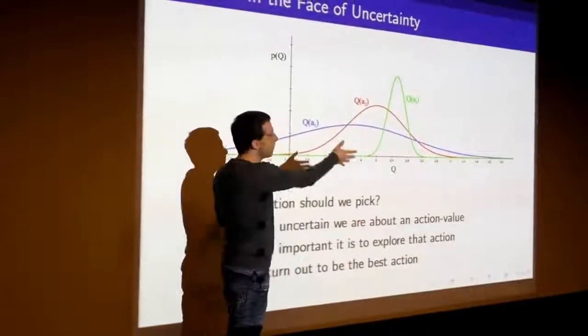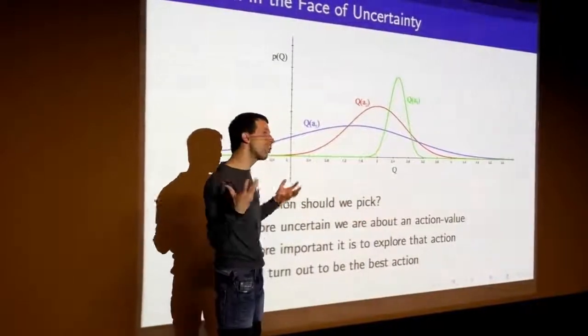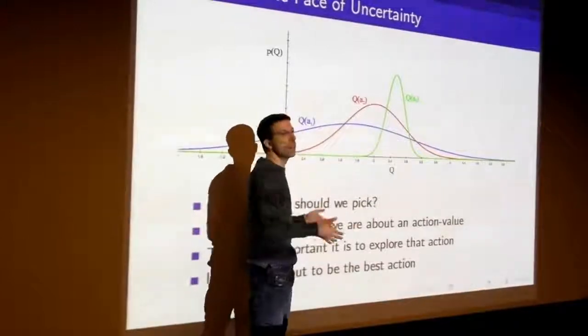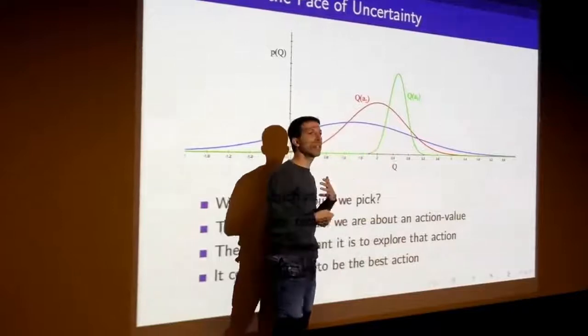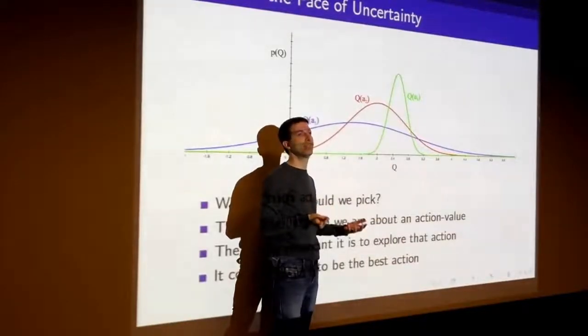Whereas this blue one, maybe we've only tried a couple of times and we're really not sure what the mean is. We think it's somewhere around here, but it could essentially be anything. And the red one's somewhere in between. And the question is, which arm should we pick next?